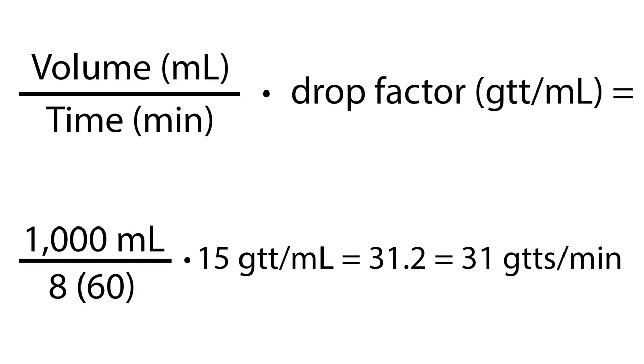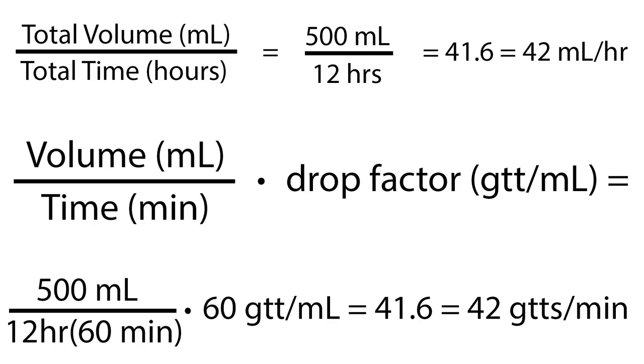Let's try an example. The provider has ordered 1,000 milliliters lactated Ringer's to infuse over 8 hours. You have a macro drip tubing with a drop factor of 15 drops per mL. Calculate how many drops per minute to set the IV flow rate. Using the formula, 1,000 milliliters divided by 8 times 60, since we have 8 hours times 60 minutes per hour, then multiply by 15 drops per mL to equal 31.2, rounded to 31 drops per minute.